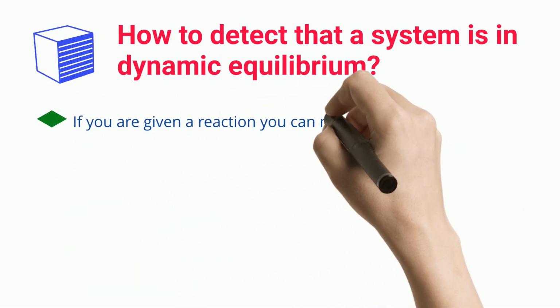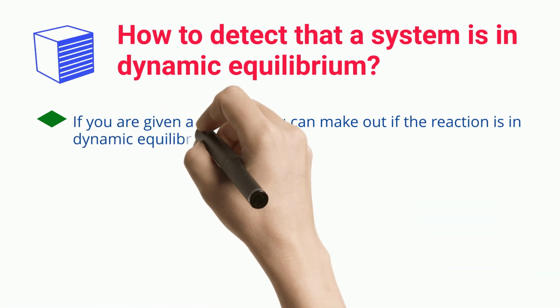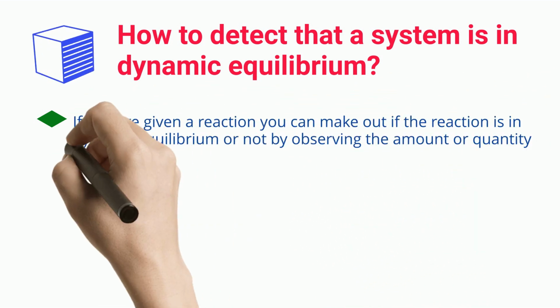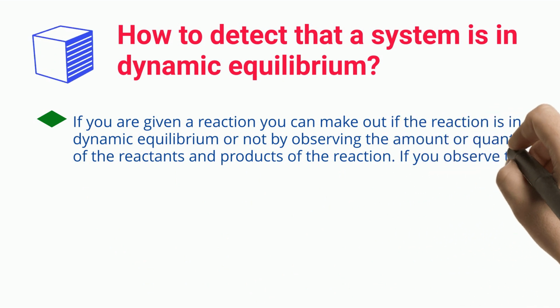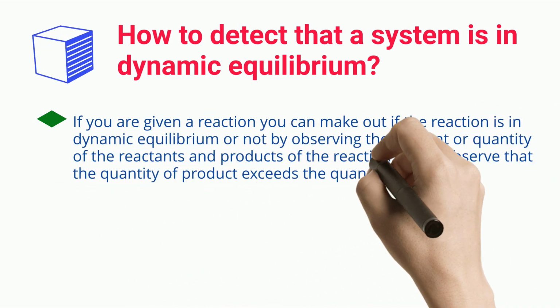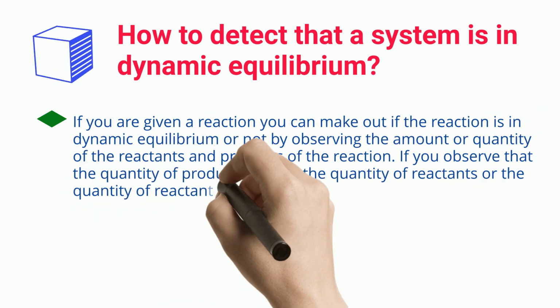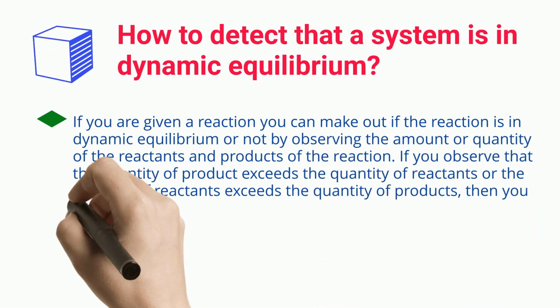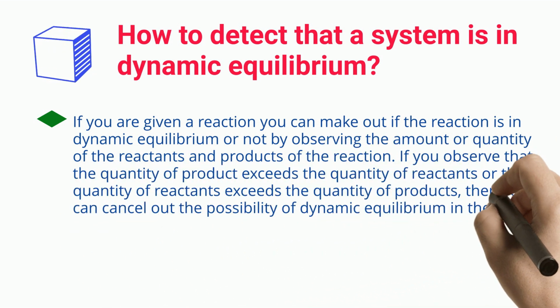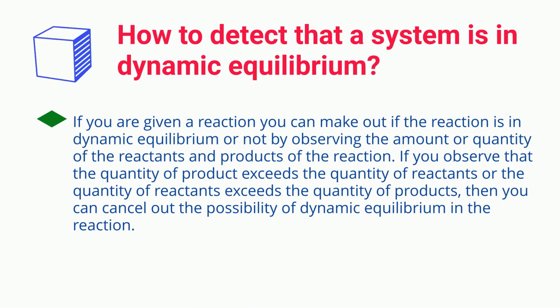If you are given a reaction, you can make out whether the reaction is in dynamic equilibrium or not by observing the amount or quantity of the reactants and products of the reaction. If you observe that the quantity of product exceeds the quantity of reactants, or the quantity of reactants exceeds the quantity of products, then you can rule out the possibility of dynamic equilibrium in the reaction.